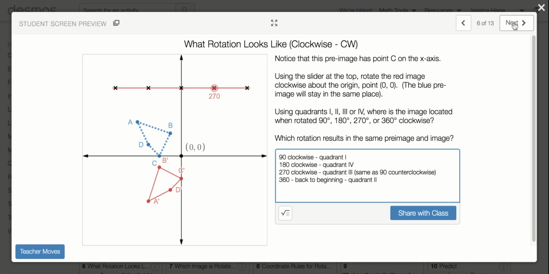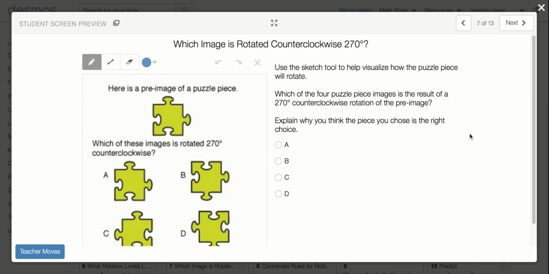And then last one before we do part 2 of a video, use the sketch tool to help you visualize how the puzzle piece will rotate. Which of the 4 puzzle piece images is the result of a 270 degree counterclockwise, although it doesn't have to say counterclockwise. If you're not told which way, by default you go counterclockwise, so that does or does not have to be there, okay? The only time you go clockwise is when it tells you. So counterclockwise, rotation of the pre-image. So here's the puzzle piece, okay?